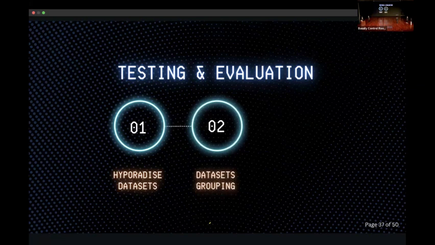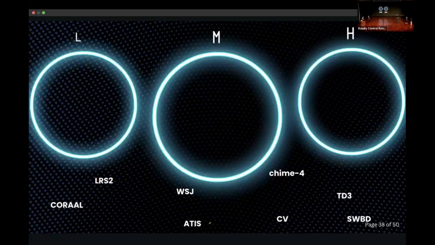And then we decided to group these data sets according to their complexity, because I cannot say that I got a good word error rate in a certain data set, but a bad one in another data set, so I need to have a fair comparison. So this is before the grouping. We have the 8 data sets, and this is how they are grouped into low complexity, medium complexity, and high complexity.